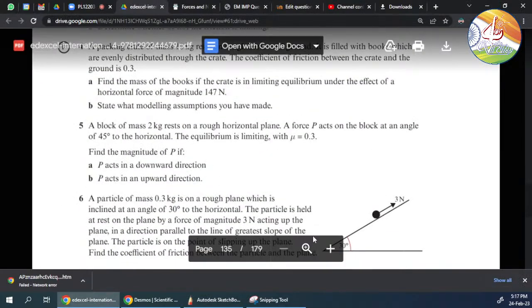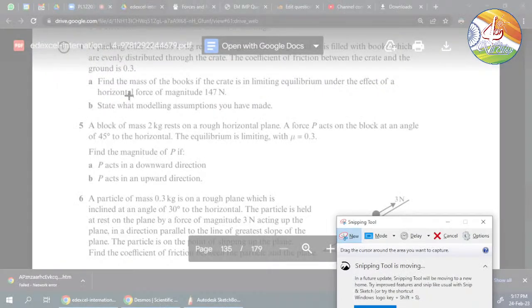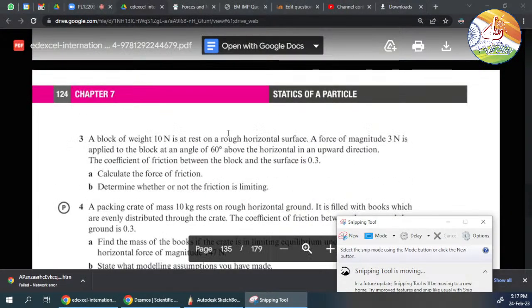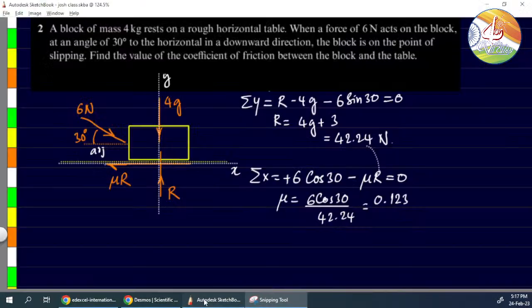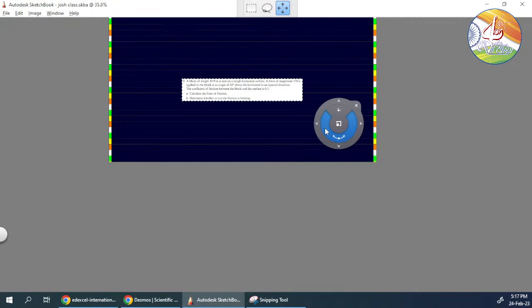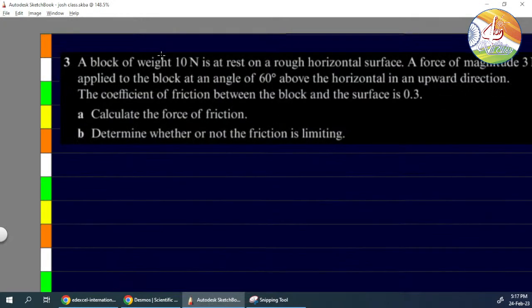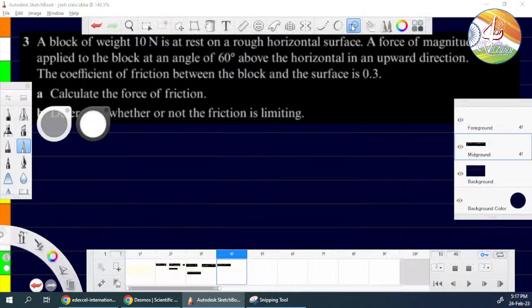Next we have again a block of mass 2 kgs. So third one we have to do, no? Next. Block of weight 10 Newton rests on a horizontal surface. A force of magnitude 3 newtons acts on the block at 60 degrees above the horizontal.